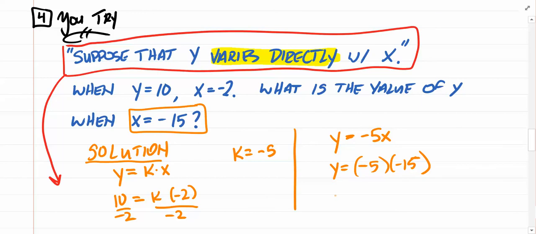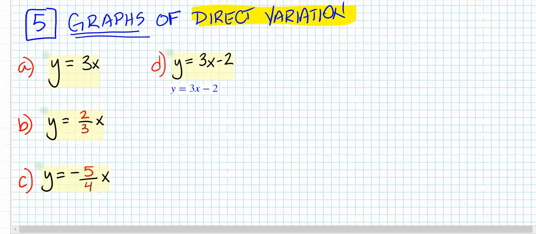Multiplying these two together, you get that y is worth 75, and it will be positive. So there is the answer. Box number 5 is all about graphs of direct variation.